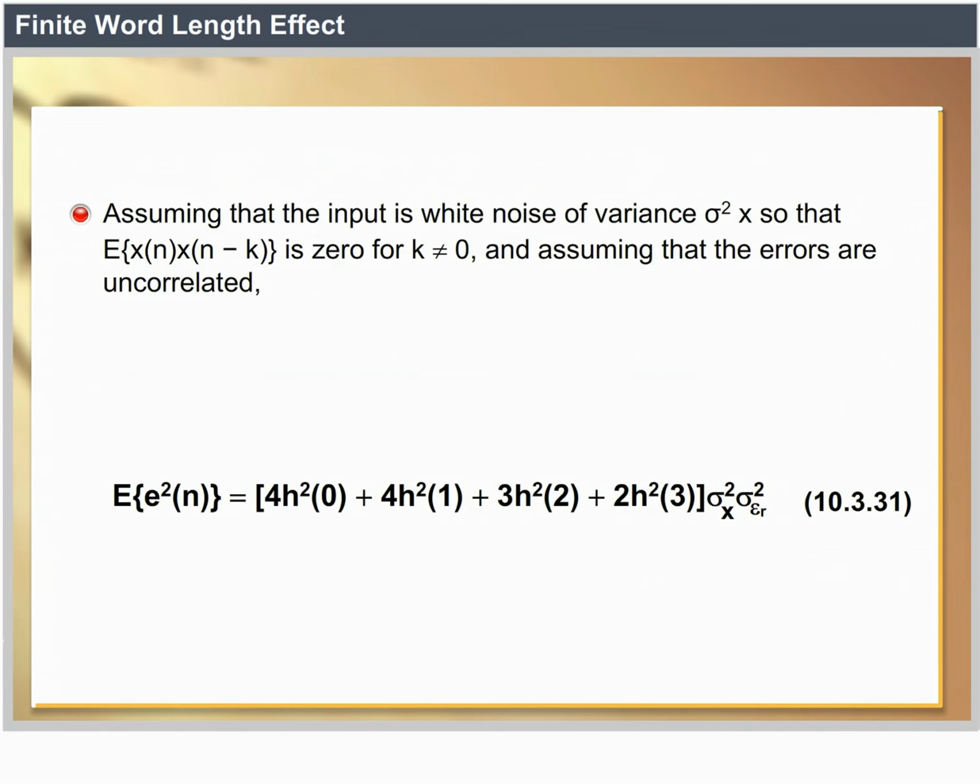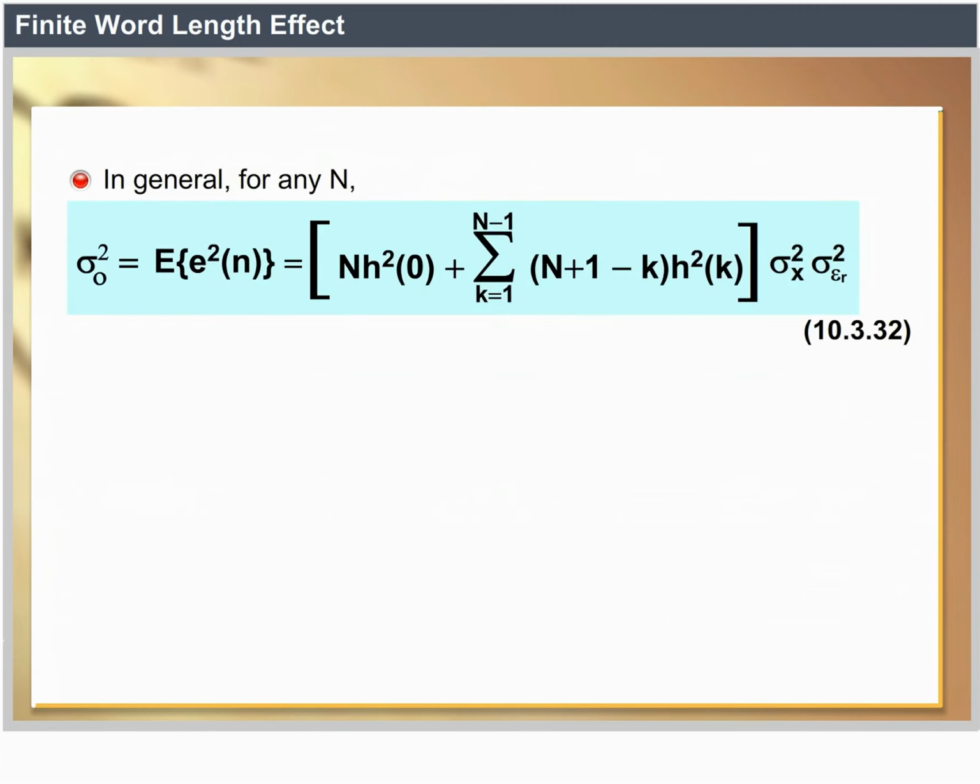In general, for any N, sigma naught square equal to E of e square of n equal to N h square of 0 plus summation k equal to 1 to N minus 1 of N plus 1 minus k into h square of k, times sigma x square into sigma epsilon r square, called equation number 10.3.32.